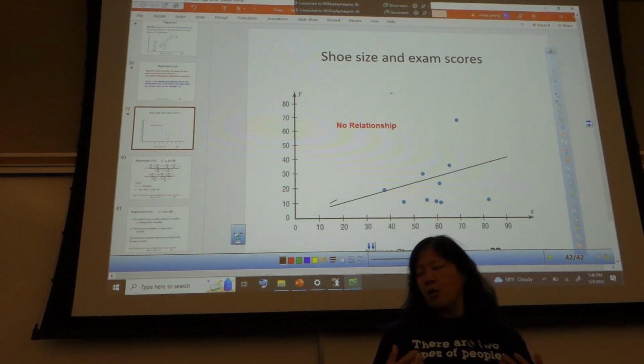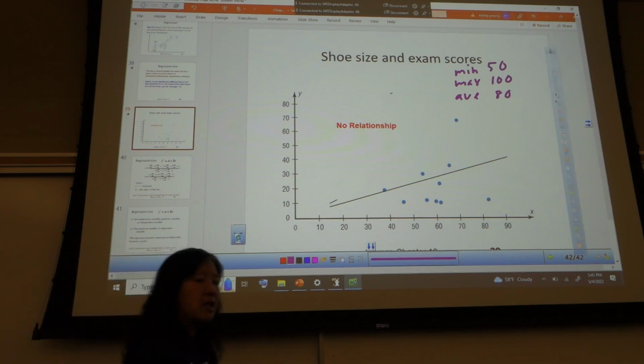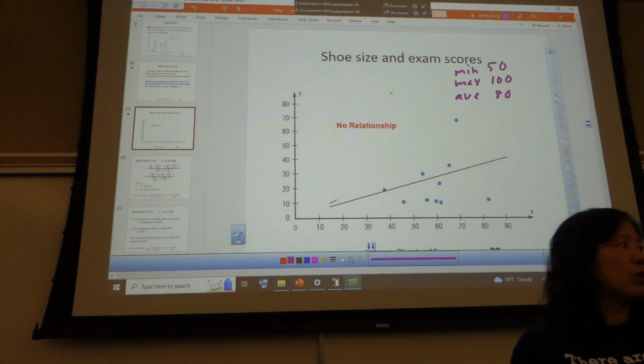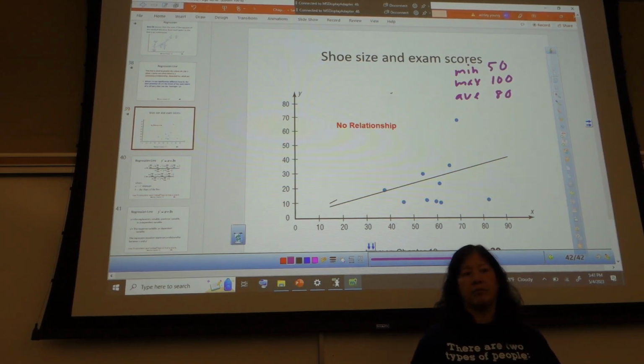So we give an exam. The lowest score, the minimum, is 50. The max was 100. The average was 80. Someone comes in and says, Ms. Young, I'm going to take your exam now. I have a shoe size of 4. What's my best guess at what grade they're going to get on their exam?